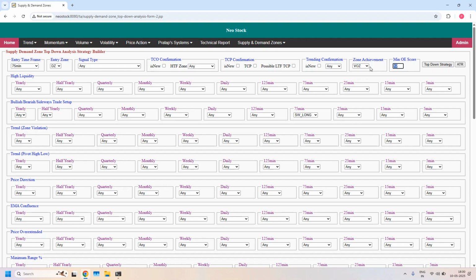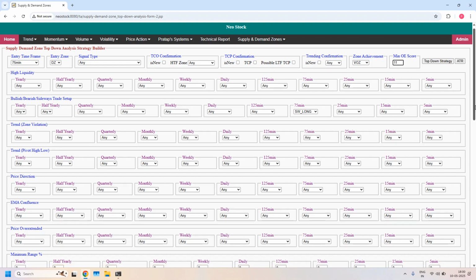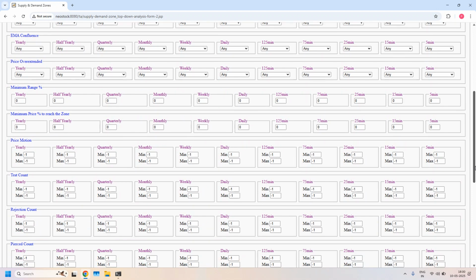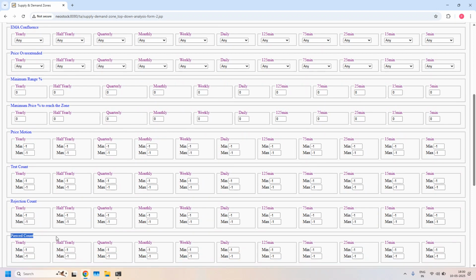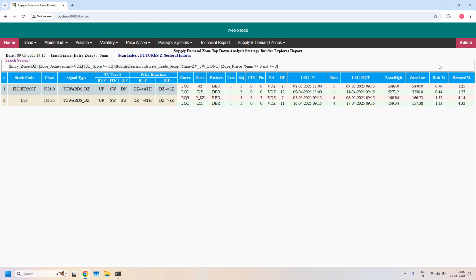Sideways trade setup it should be 11. So minimum odd enhancer score 11. And also the 75 minutes demand zone should not be pierced. So in the pierced count at 75 minutes time frame, minimum value 0, maximum value 0. That means the zone should not be pierced. So we got two stocks, sideways long trade setup, weekly income trade.